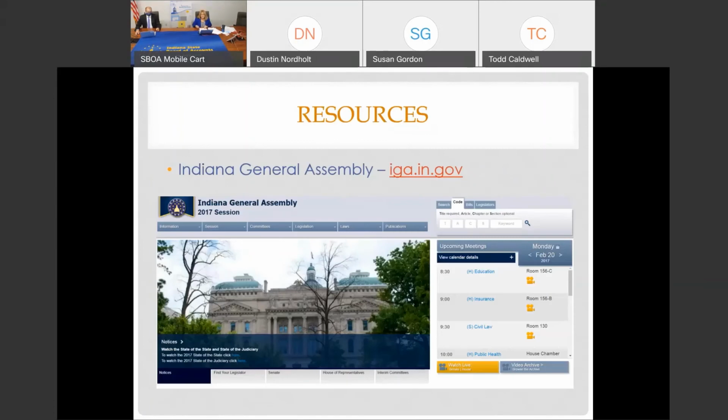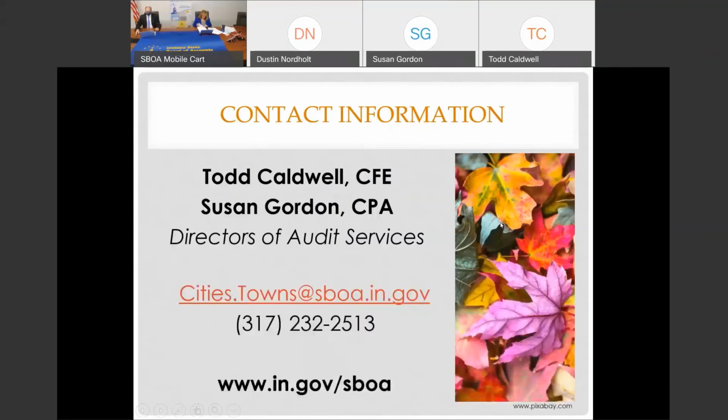The other thing that you can do to look at the statutes is you can go to the Indiana General Assembly webpage, which is at iga.in.gov, and then you can enter the statute in those boxes there. So you could enter 36-1-11 and hit the search button, and it would go there for you. So that is also a good resource for you.